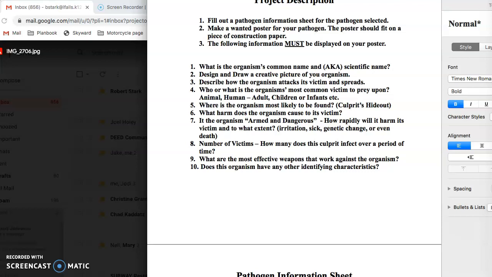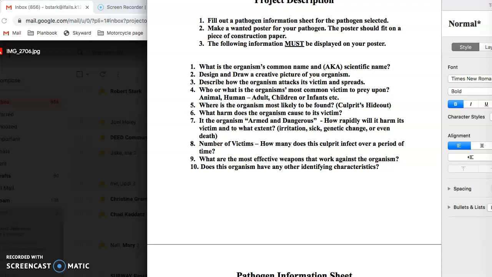Number 6, what harm does the organism cause to the victim? So what does the victim get? The common flu would make you have the sniffles, stuffed up sinuses and things like that.